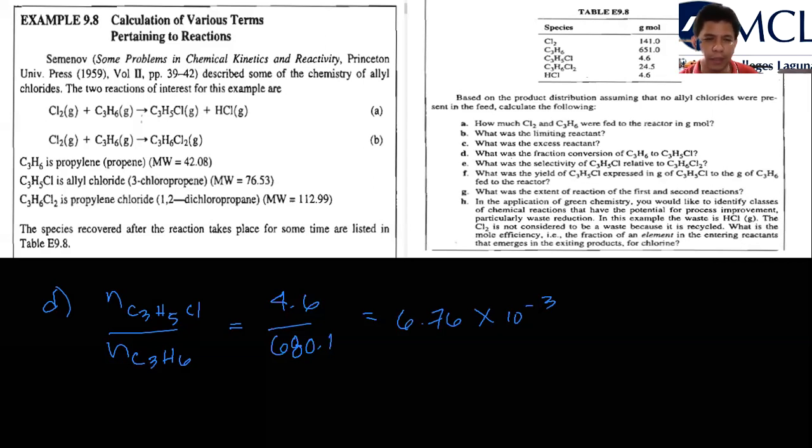Okay, let's try letter E. What was the selectivity of C3H5Cl relative to C3H6Cl2? Since C3H5Cl is the desired product and C3H6Cl2 is the undesired product, you just divide the number of moles of C3H5Cl by the number of moles of C3H6Cl2. In our table, C3H5Cl is 4.6 and C3H6Cl2 is 24.5. So that's how we're going to solve letter E.